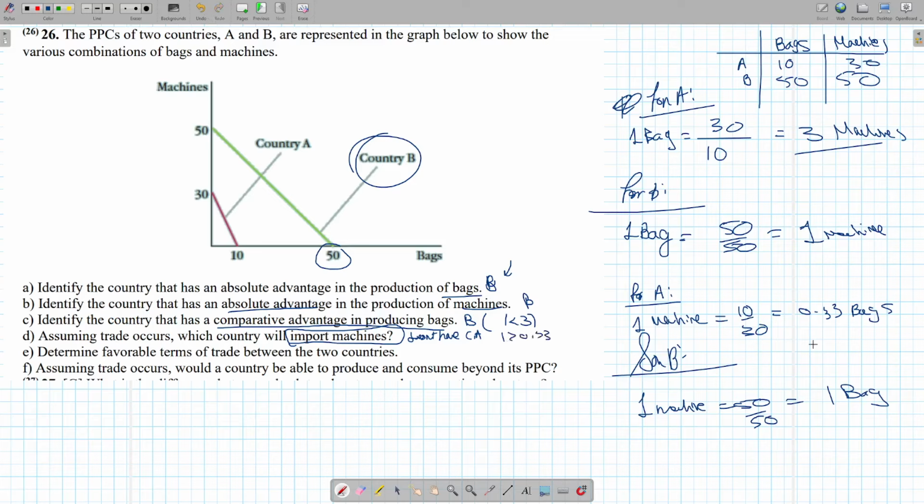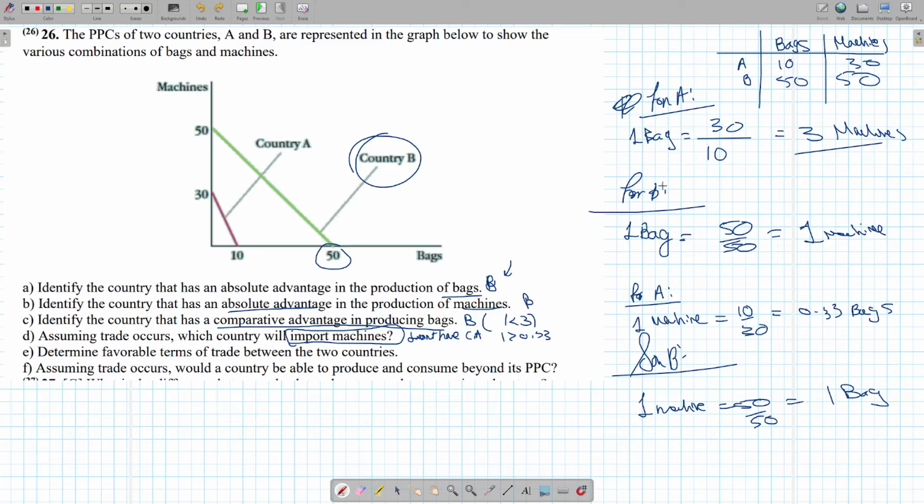Therefore, since B has a greater opportunity cost for producing machines, he's not going to be the one who produces it. He's actually going to be the one who imports it from A. The one who specializes in a certain product is the one who has the comparative advantage in producing it. Who's going to produce the good? The one who produces it at a cheaper price. We don't really say cheaper price, we say a cheaper opportunity cost, okay?